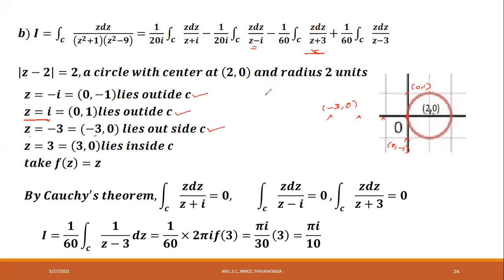z is equal to 3, the last one. z minus 3 is equal to 0 means z is equal to 3, real part 3 and imaginary part 0. This is 0 comma 0, this is 2 comma 0, and this will be 4 comma 0 because the radius is equal to 2 units. 3 is the midpoint of this, so it will be here. Therefore, this lies inside C.